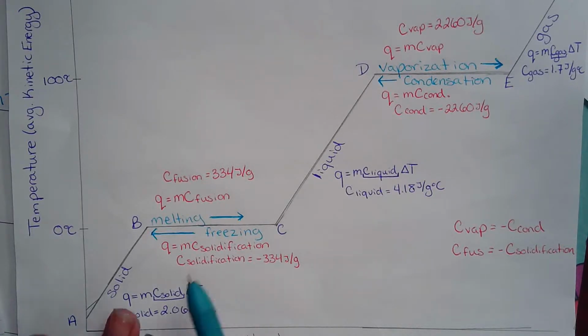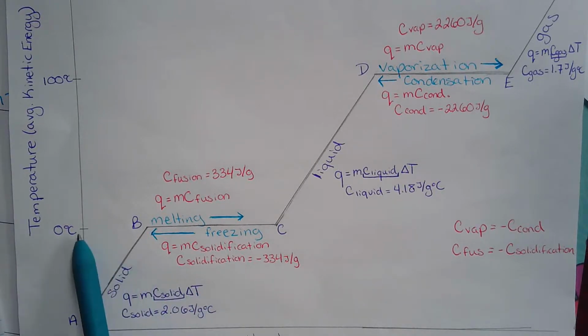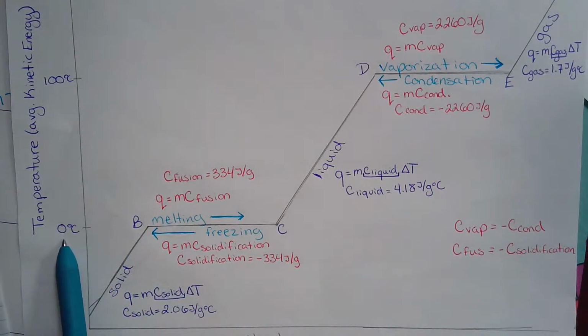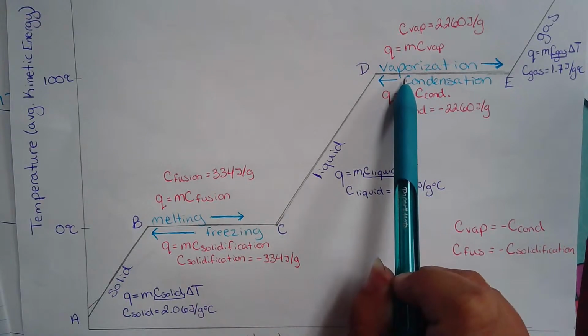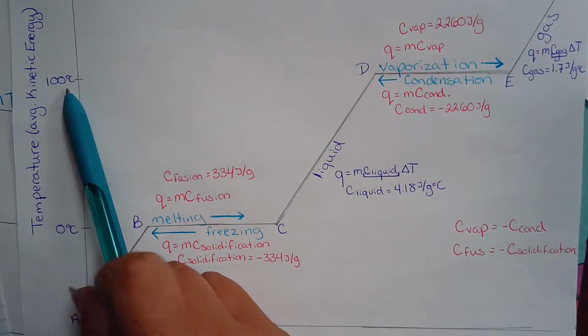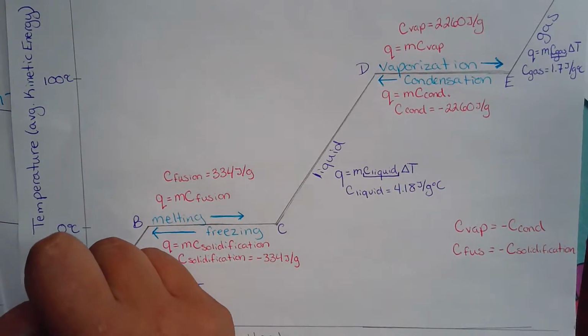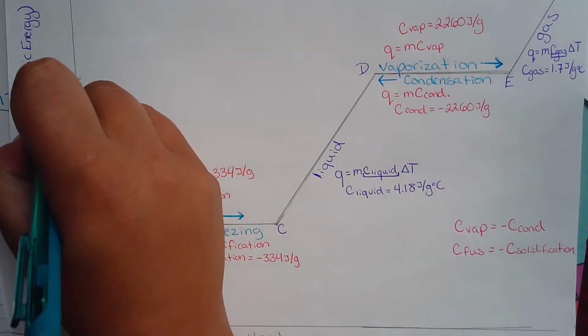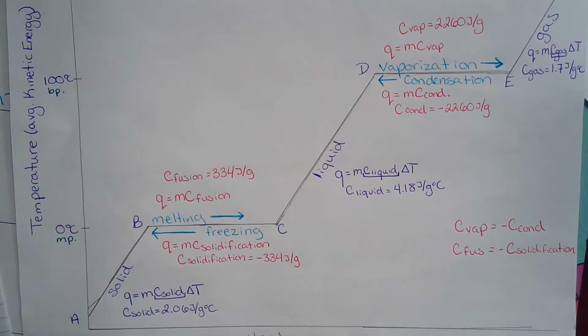Okay, so this is our standard heating curve. You should definitely have this in your notes. This is the heating curve for water. We know it's for water because it has a melting point of 0 degrees Celsius and a boiling point, or vaporization point, of 100 degrees Celsius. So these here are your melting point and your boiling point.